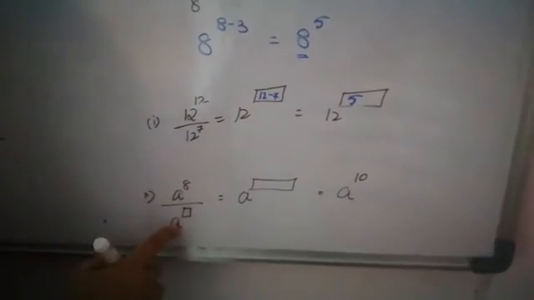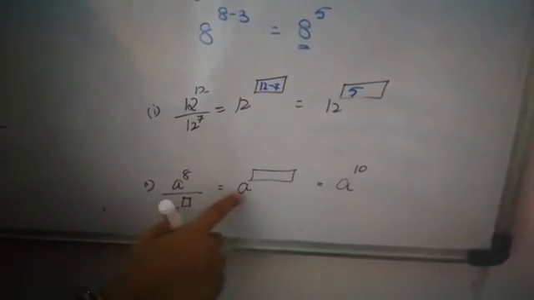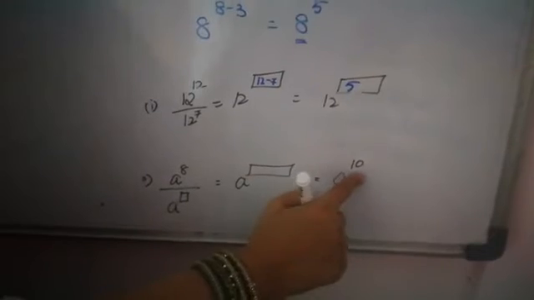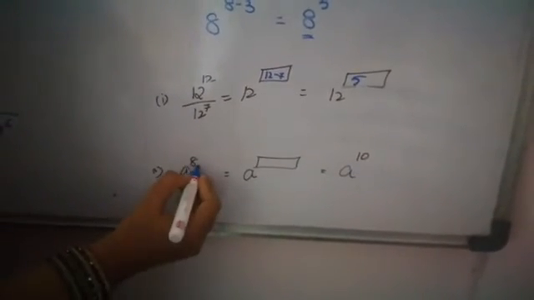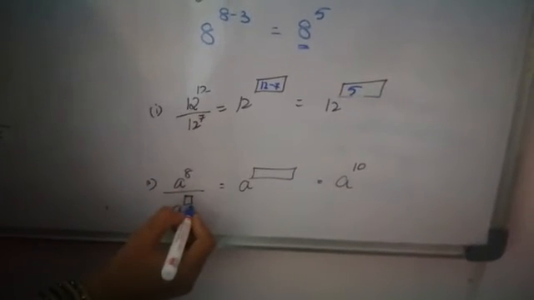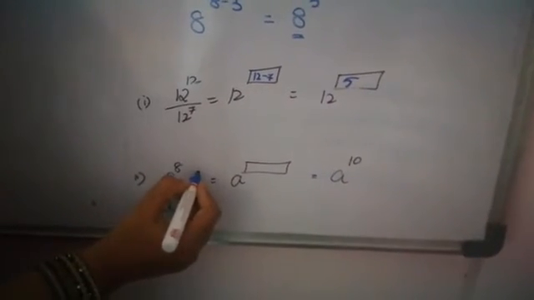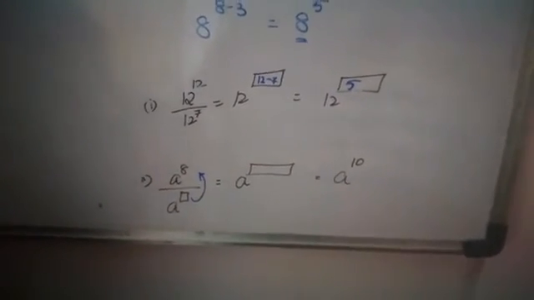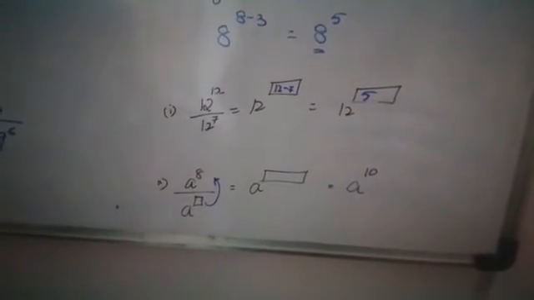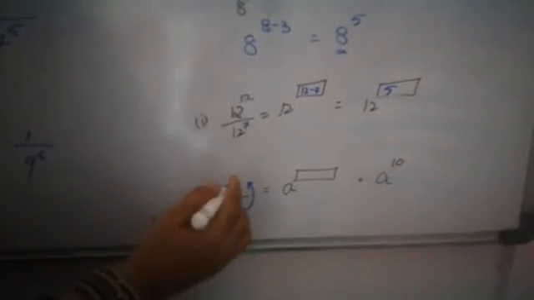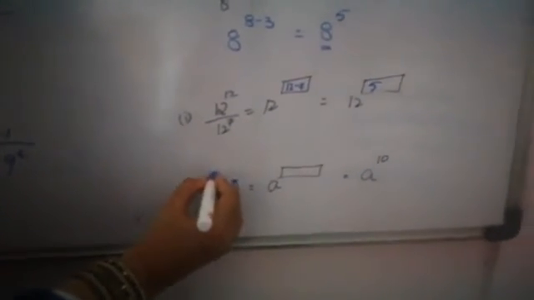Now here check it out children. a to the power of 8 by a to the power of a missing number is given. a to the power of dash, a to the power of 10. When will you get 10? When you are moving this number to the upper. So which number will you write? Is it 8 or 18? Once you check it, children, in the question it is 18. It is not 8. By mistake I wrote.